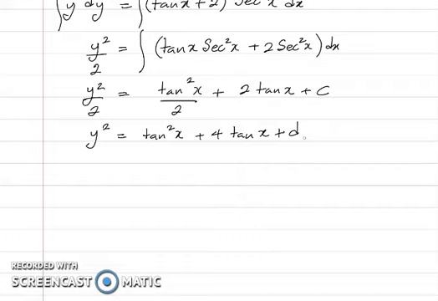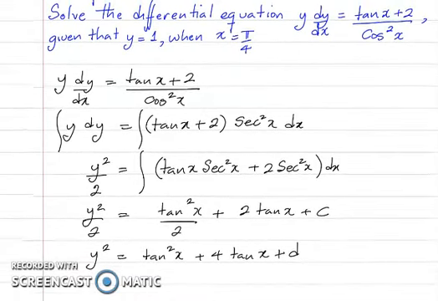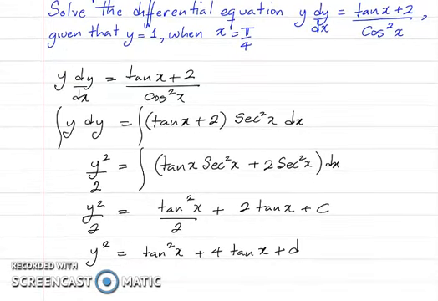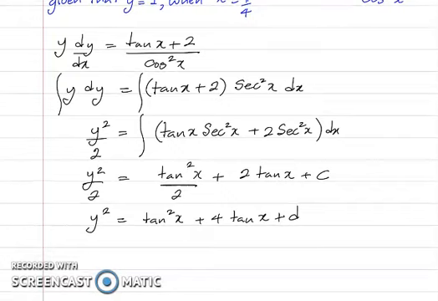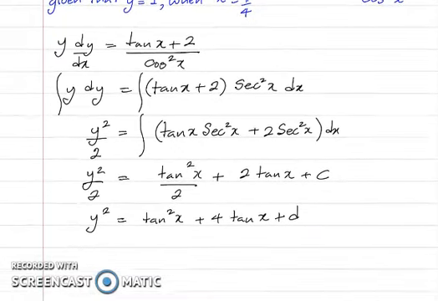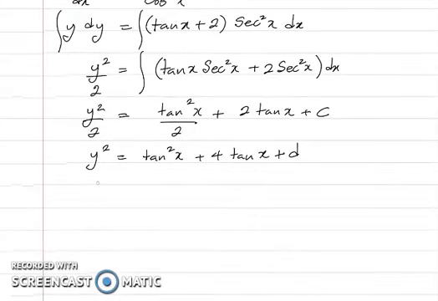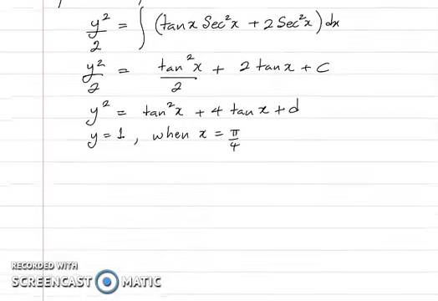Now, the opposite of square is square root, but I'm wondering, should I apply the boundary condition now? Maybe I should, to see if I can find b. The boundary condition is y is 1 when x is pi by 4. So y is equal to 1 when x is equal to pi by 4. Let's apply that to see if we can find b.